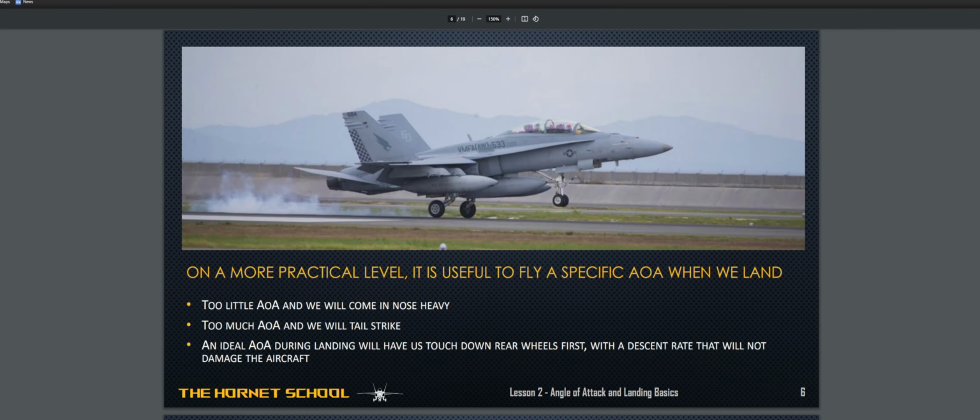On a more practical level, it is useful to fly a specific AoA when we land. Too little AoA, and we will become nose heavy. Too much AoA, and we will tail strike. An ideal AoA during landing will have us touch down rear wheels first with a descent rate that will not damage the aircraft.